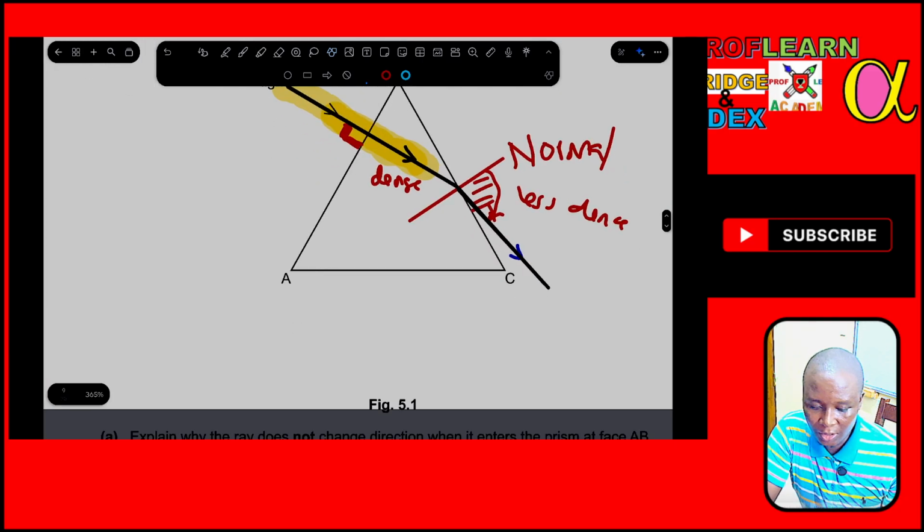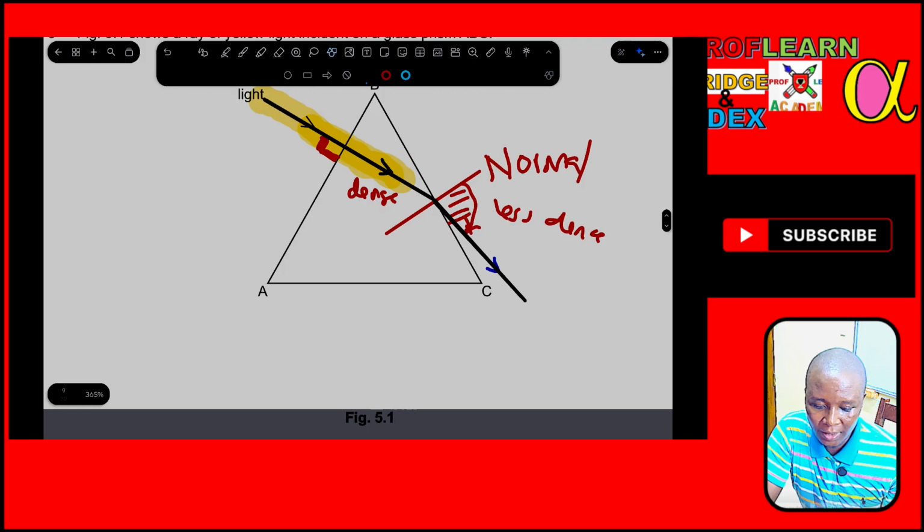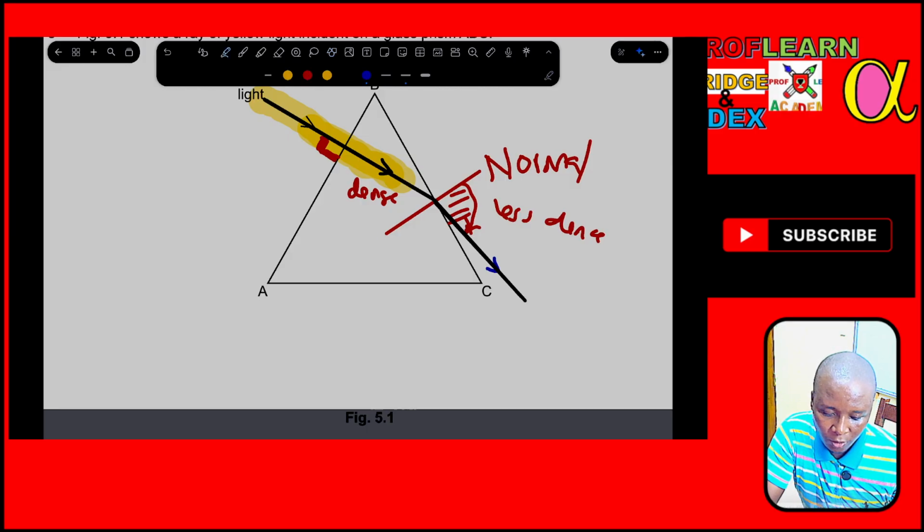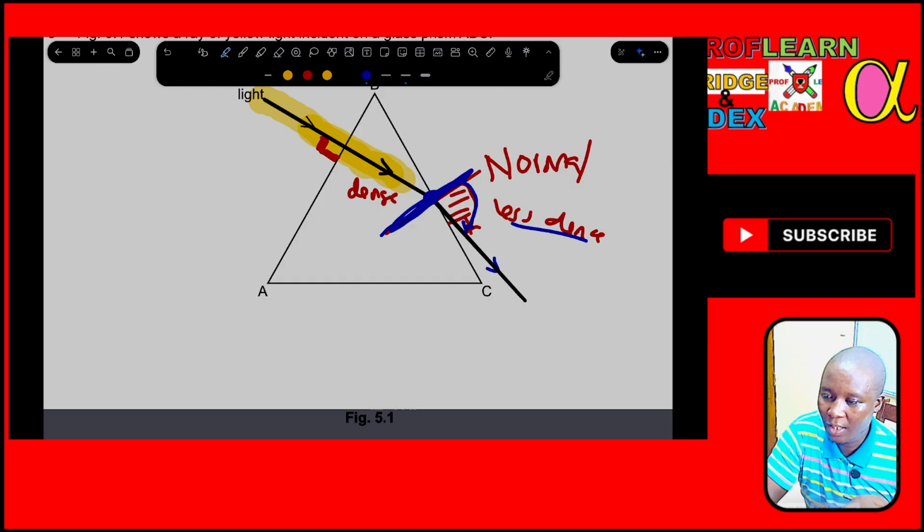In this section, candidates were supposed to complete the diagram by drawing how the ray is going to emerge out. So the first thing that I need to remind you is that you have to start by drawing the normal. Once you have drawn the normal, because this ray is moving from this point to the less dense medium, it's going to bend away from the normal, and then you are going to have your diagram represented like that.